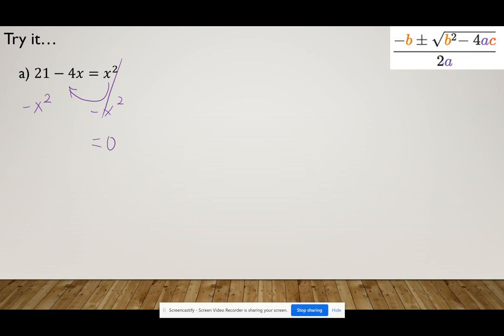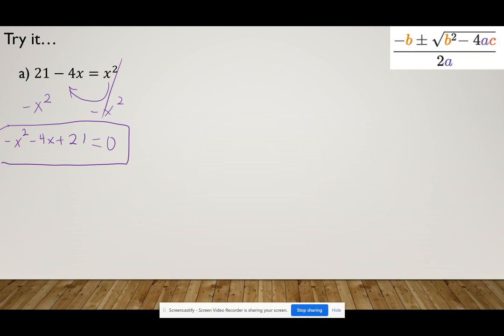And I can't take x squared away from a constant or from something that doesn't have the same exponent. So I'm just going to put them in order from the highest degree to the lowest. So we'd have negative x squared minus 4x. And then 21 is positive. So let's go ahead and make that a positive 21. And this is the equation that we're going to use.